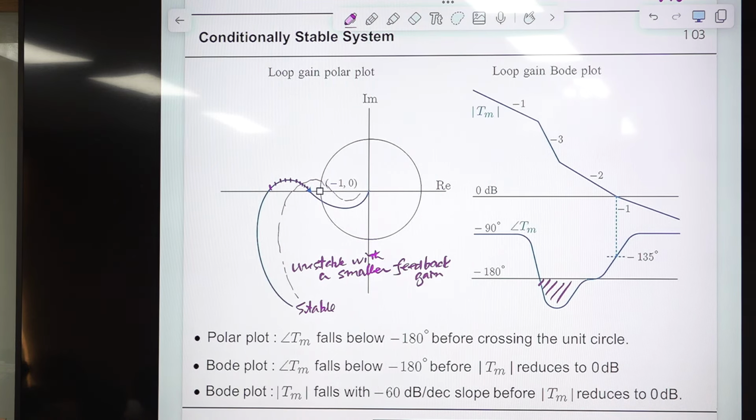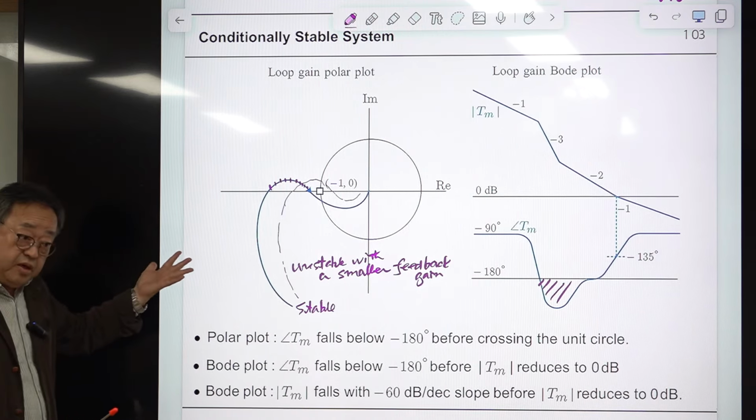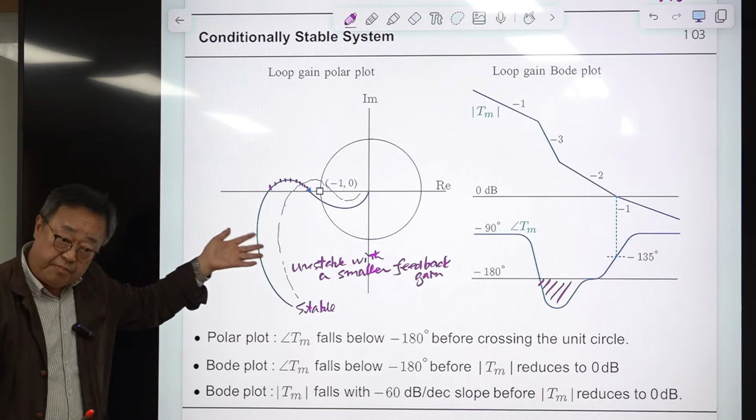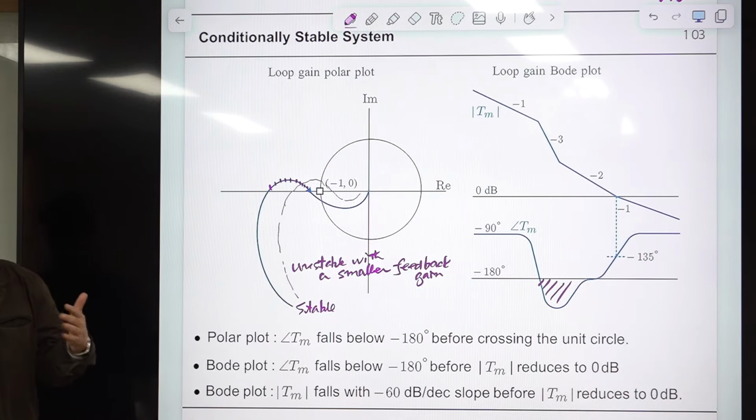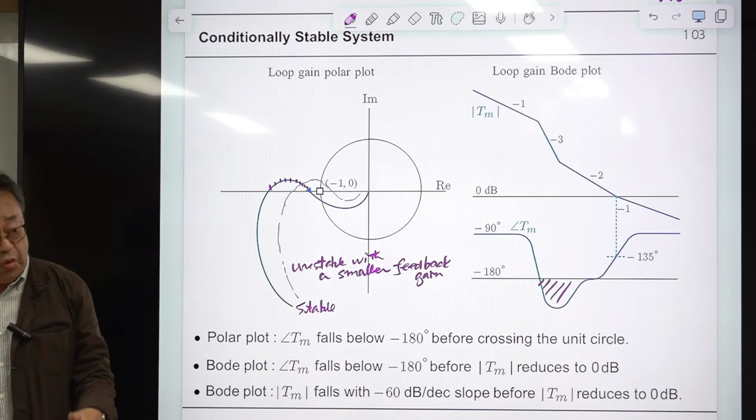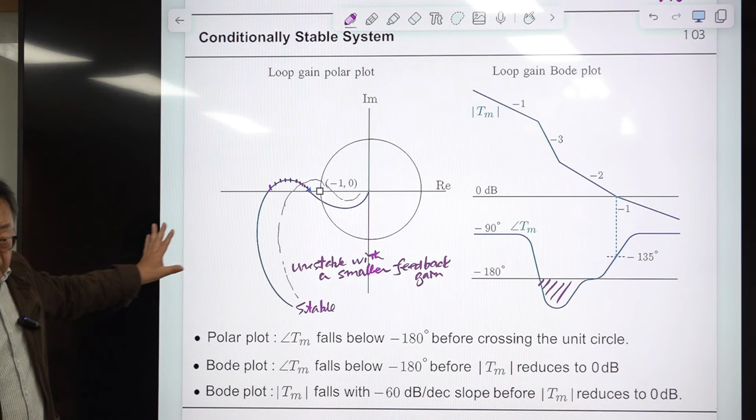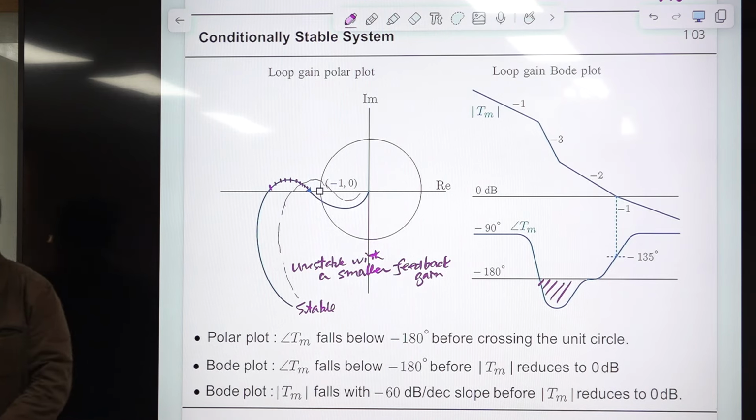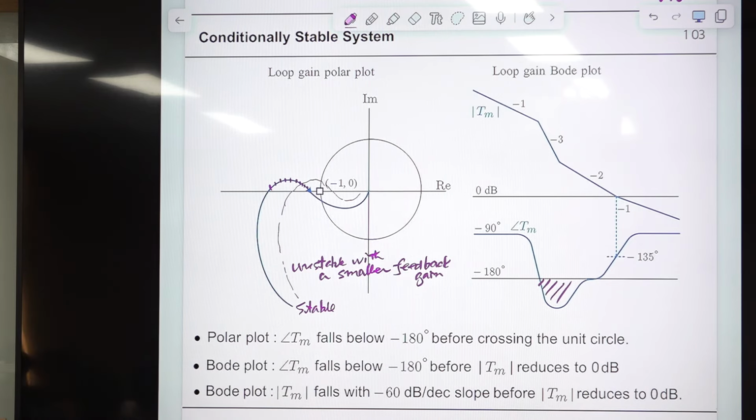Okay, so the system is stable as long as the feedback gain is very large. You may think this is okay because my feedback gain is always larger than something, so it stays stable. But that is your hope.